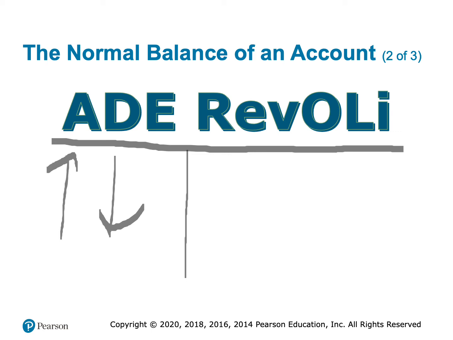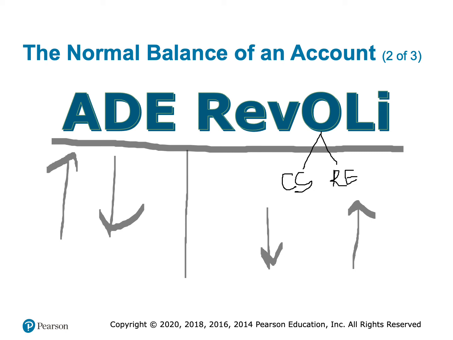Revenues, the O stands for owner's equity. So remember, owners, stockholders, shareholders all mean the same thing. Owner's equity, stockholders' equity, shareholders' equity is made up of really two main parts, common stock and retained earnings. And then liabilities, they all have a normal credit balance, which means they get increased on the credit side and decreased on the debit side.